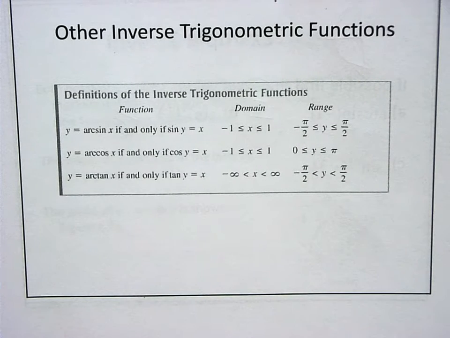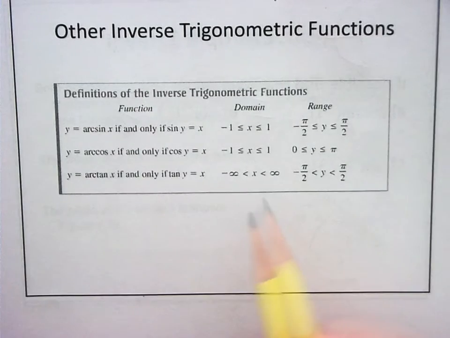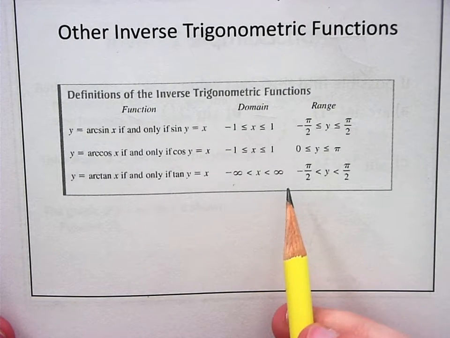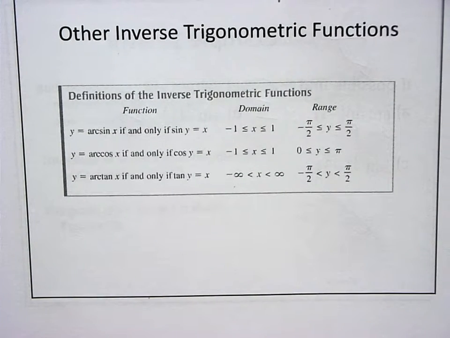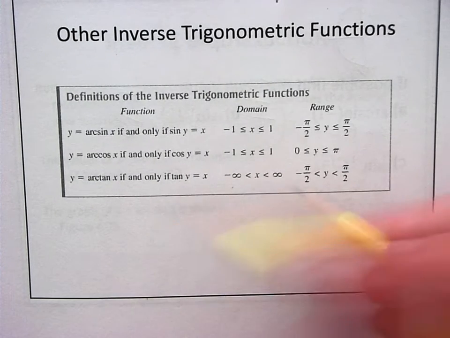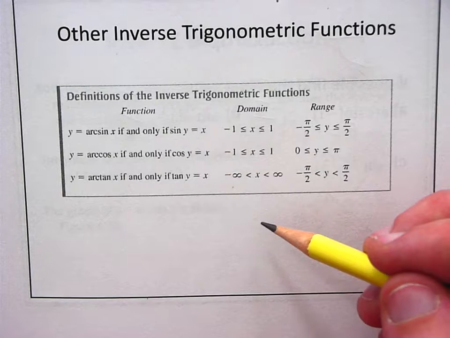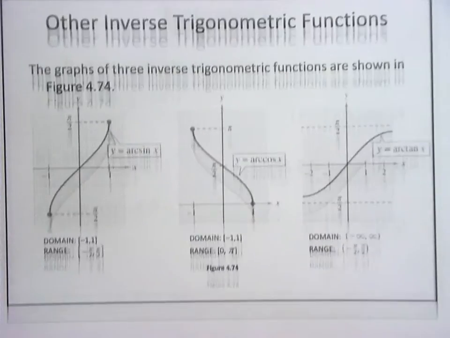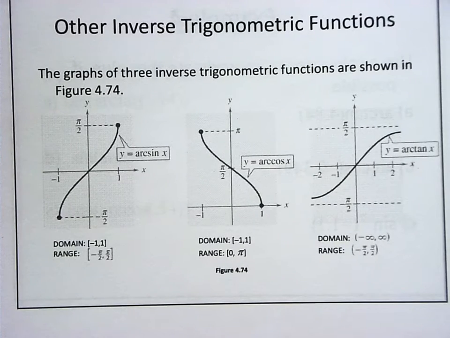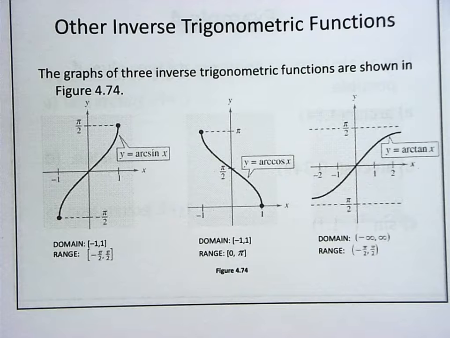So the idea is they get rid of all the duplicates, but this thing runs forever along its domain, because tangent, even from -π/2 to π/2, has a range forever. So now the range for tangent is anything. Okay? Graphically, they look like this. Arc cosine and arc sine both terminate at those points. They cannot go past. Tangent, though, just keeps running left and right forever.